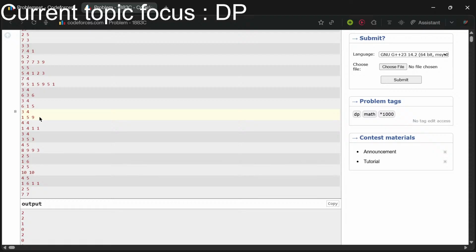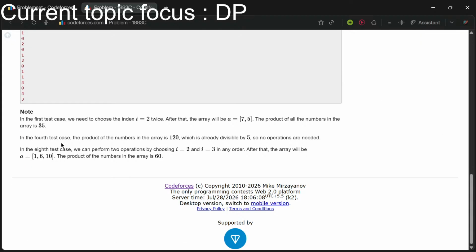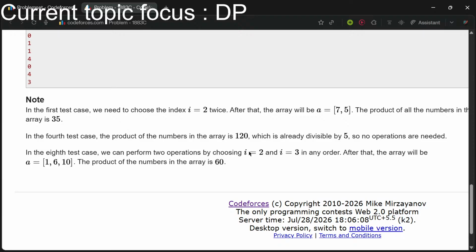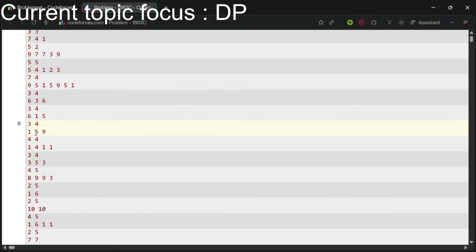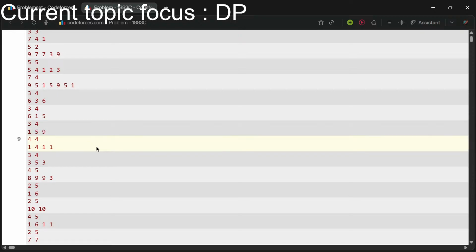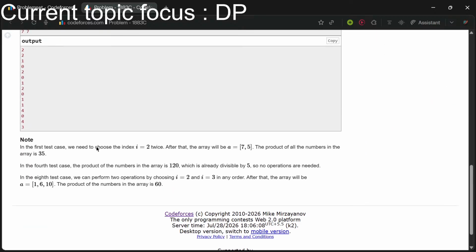So what can you do? By choosing i equal to 2 and i equal to 3 in any order, after that 6 and 10. And what if I just make this thing 2? So it becomes 2 into 5, which is 10, 10 into 9, which is 90. So that is still not divisible by 4. Okay, nice.